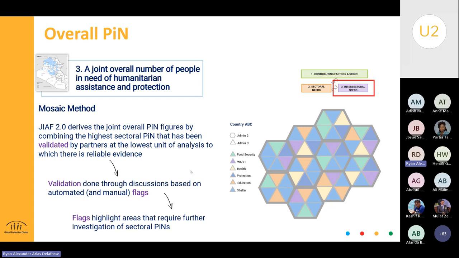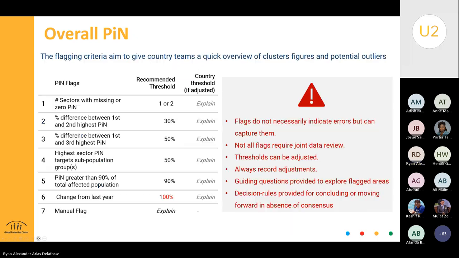So ultimately here, this process is a two-step process. The first is you take the max pin from whichever sector has the highest pin. And then secondly, depending on what that pin looks like in relation to others, there may be flags. And that's what we'll go to next.